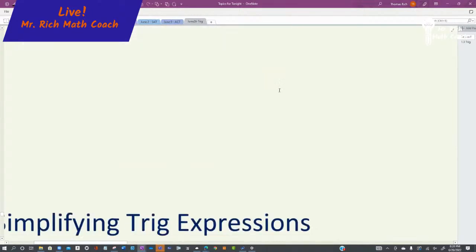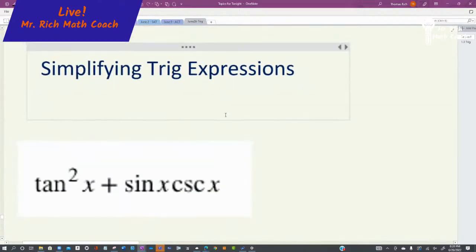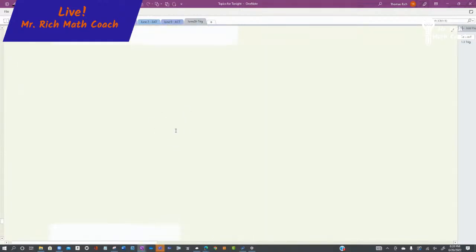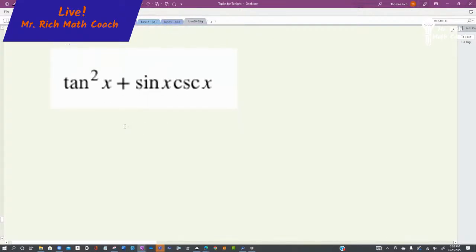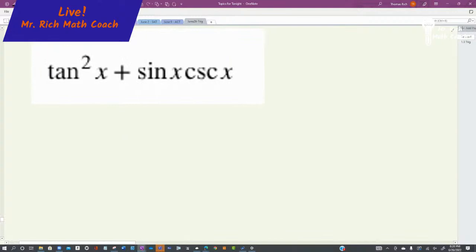All right, let's do a little bit more here on simplifying trig equations. And I think we'll call it a night on that. So let's take a look at simplifying trig. Now, when do you have to do this? When is that going to come up in AP?